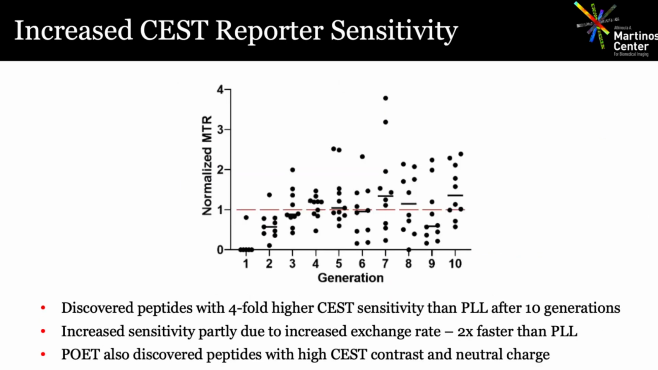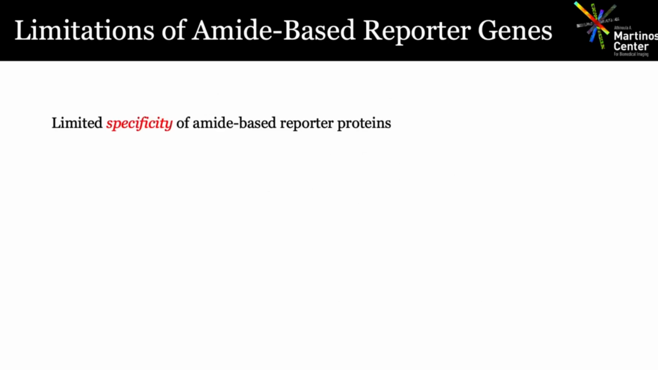After about 10 generations, we were finding peptides with 4-fold higher CEST contrast compared to poly-L-lysine. And it wasn't entirely due to the faster exchange rate, but we were getting peptides that had 2 times the exchange rate of, say, the poly-L-lysine amide protons. But some of it was also coming from additional things like the guanidinium protons contributing to the contrast. But at the end of the day, to make a long story short, we're bumping up against the limit of what we can do with these amide protons.